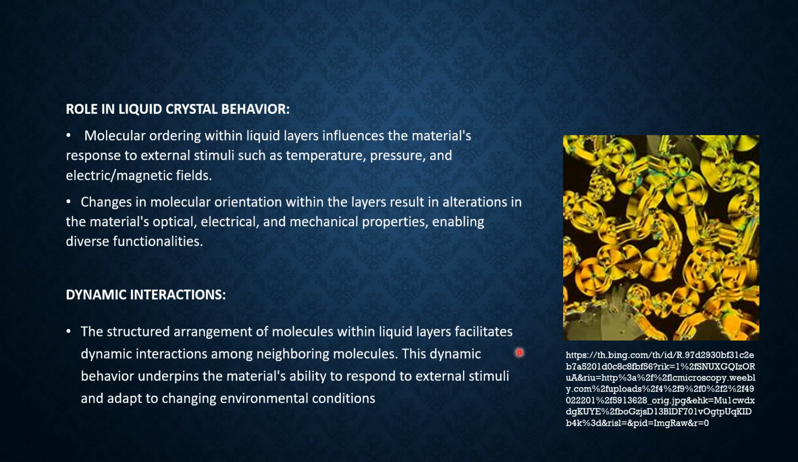What is happening now? These layers, this arrangement, facilitates dynamic interaction among neighboring molecules. This dynamic behavior underpins the material's ability to respond to external stimuli and adapt to changing environmental conditions. So based on this arrangement, if we change the arrangement, its response to the stimuli will change. Why? Because of the material's optical, electrical, and mechanical properties. Based on these properties, they have wider functionalities. So as the properties change, their functionality also changes.